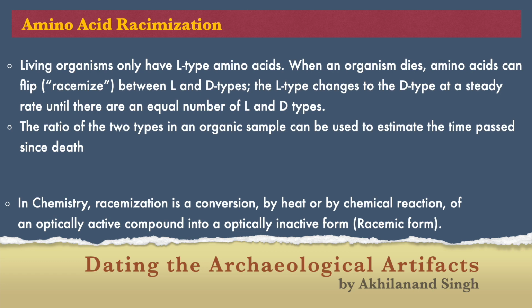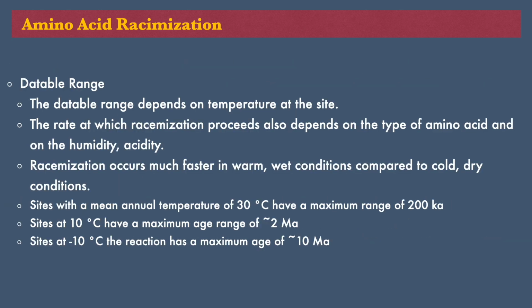When a compound has only L or D forms of the amino acid, it is called an optically active compound. When it has an equal number of both the forms, it is called an optically inactive compound. In chemistry, racemization is the process of conversion of an optically active compound into an optically inactive one. Datable range of the amino acid racemization method.